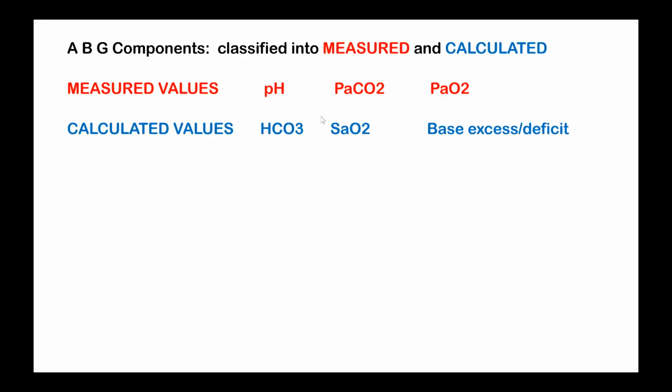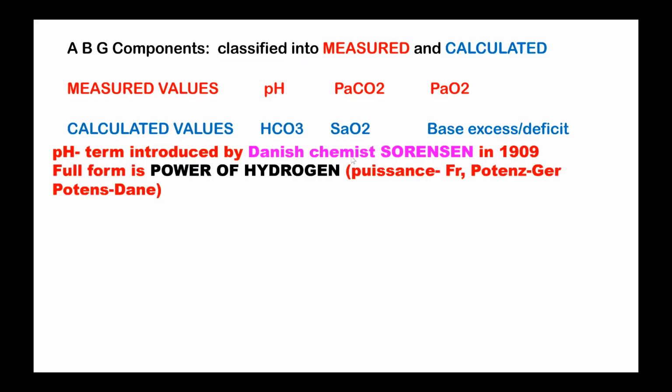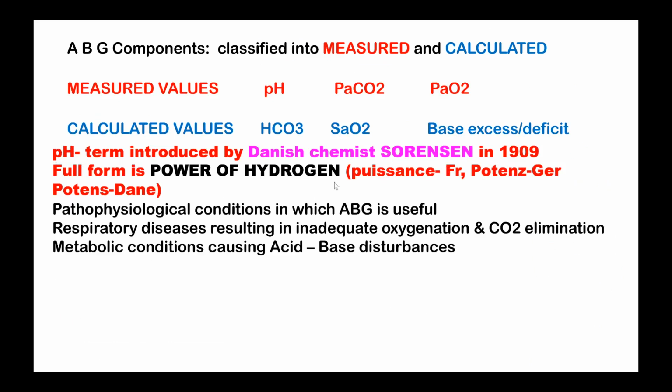So these are the measured values. These are the calculated values, like saturation. And Sorensen in 1909 gave that pH. Always pH should be written with a small p and a capital H. In French it is called puissance for P, and potenz for German, potens in Danish language also. So Sorensen is a Danish fellow. So that is how we get the concept of pH.